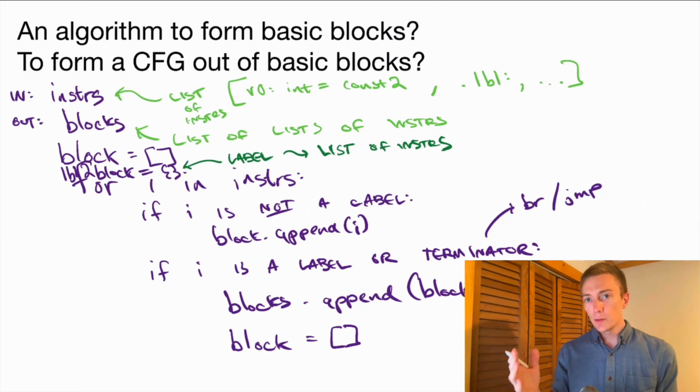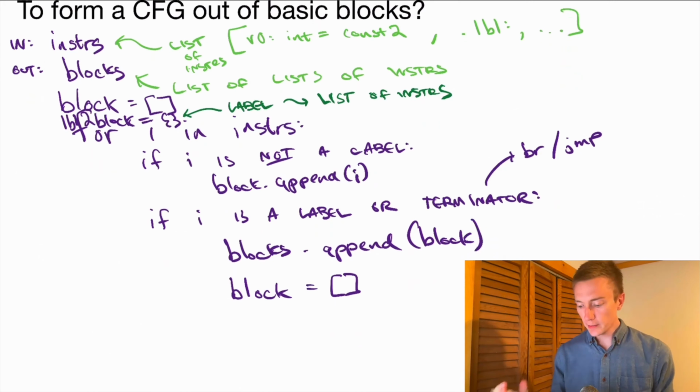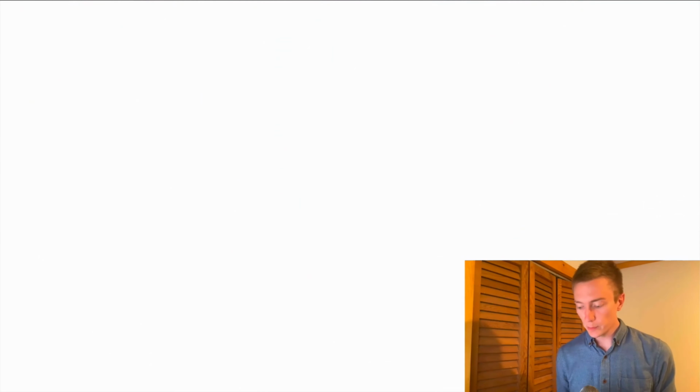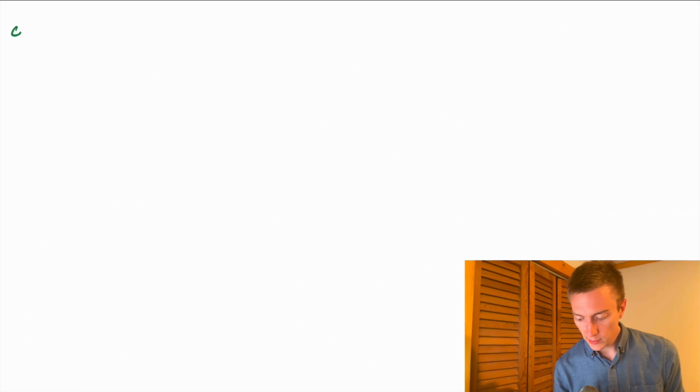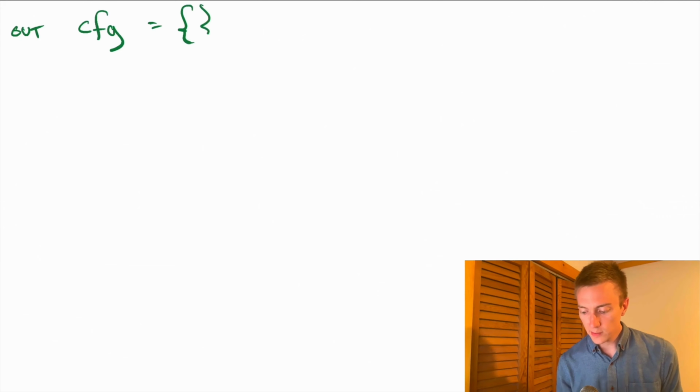I'm sure you can see how to modify the basic block formation process to also keep track of the labels that are associated with each block. And then in the next step, we will use those to form the control flow graph. So in the CFG formation step, we're going to start with those inputs that we just computed in the basic block formation step. And we're going to compute exactly one output, a variable we can just call CFG, which we're going to make a dictionary.